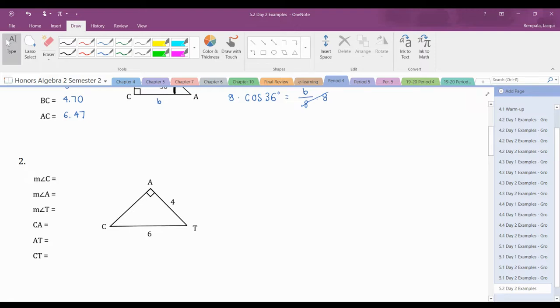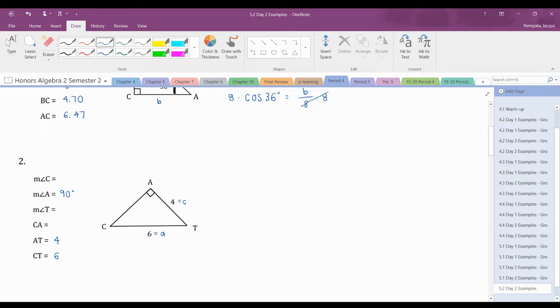Okay, let's take a look at this next one. Once again, these are all the pieces we want to find. We should be able to find 3 things right off the bat from the picture. So it looks like it's angle A, that's the 90-degree angle. It looks like the side that's across from A is 6. So that means side CT is 6. And then the side across from angle C is AT. That's given to us to be 4. Okay, so there's the 3 pieces.